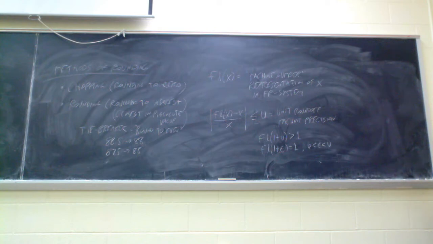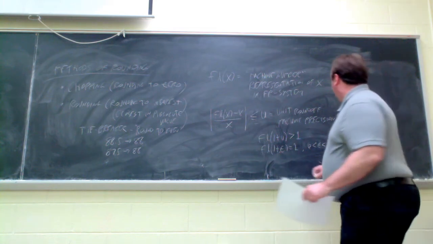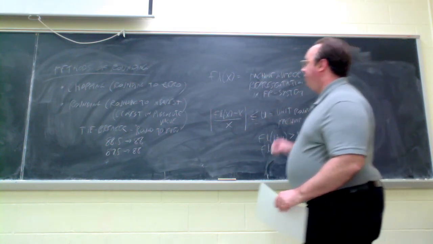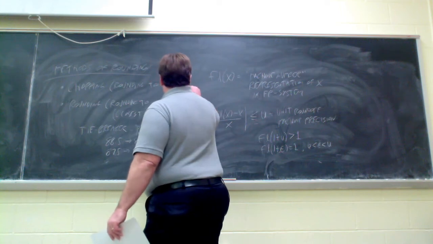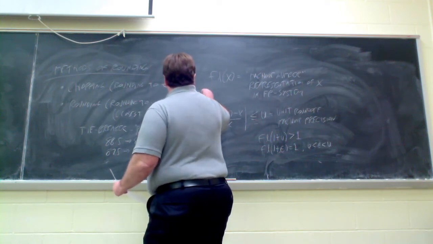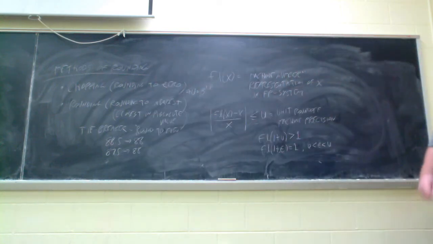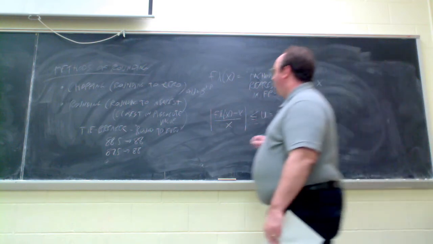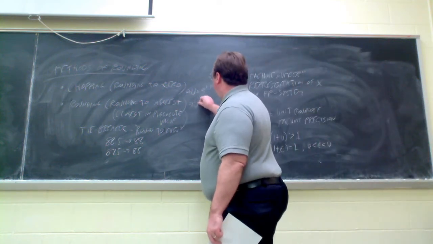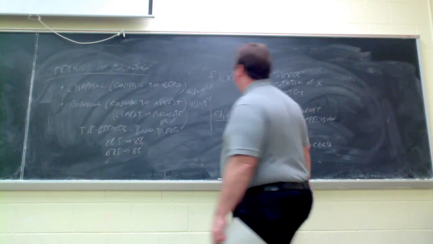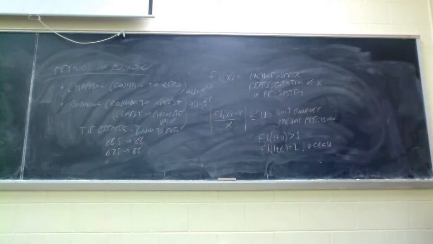Okay. Now, as for what is the value of u, it depends. When you're chopping, u is your base to the 1 minus p power. So in IEEE, it'd be 2 to the minus 52. Rounding gains you an extra digit of precision, so it's beta to the minus p. So it should be 2 to the minus 53.